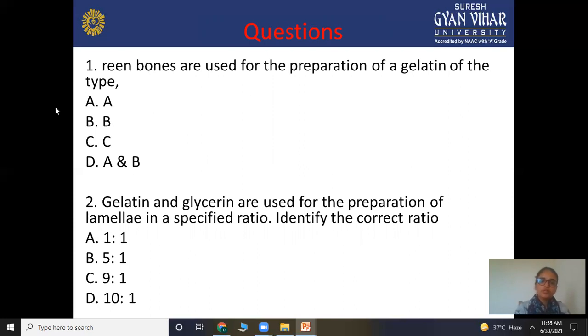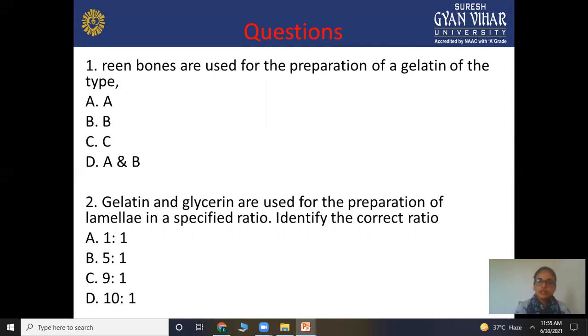In this, we already saw the different gelatin types, type A, type B, and C, and you answer the question out of these ABCD options. Out of these ABCD, you select any one correct option. In this, which type of gelatin is formed by ring bonds: option A is type A, B is type B, C is type C, and D is type A and B, both types of gelatin.